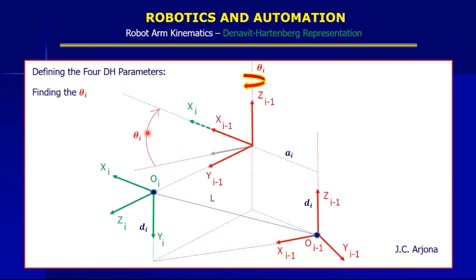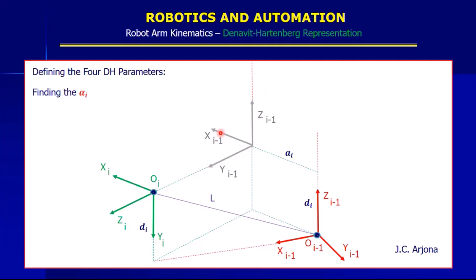And then after we do the rotation, the position or the orientation of the previous frame will be in this current position. So here is our yi minus 1 and here is our xi minus 1. So here is how we are going to determine the theta I. Next is finding the alpha I. So here is the current position of the previous frame.